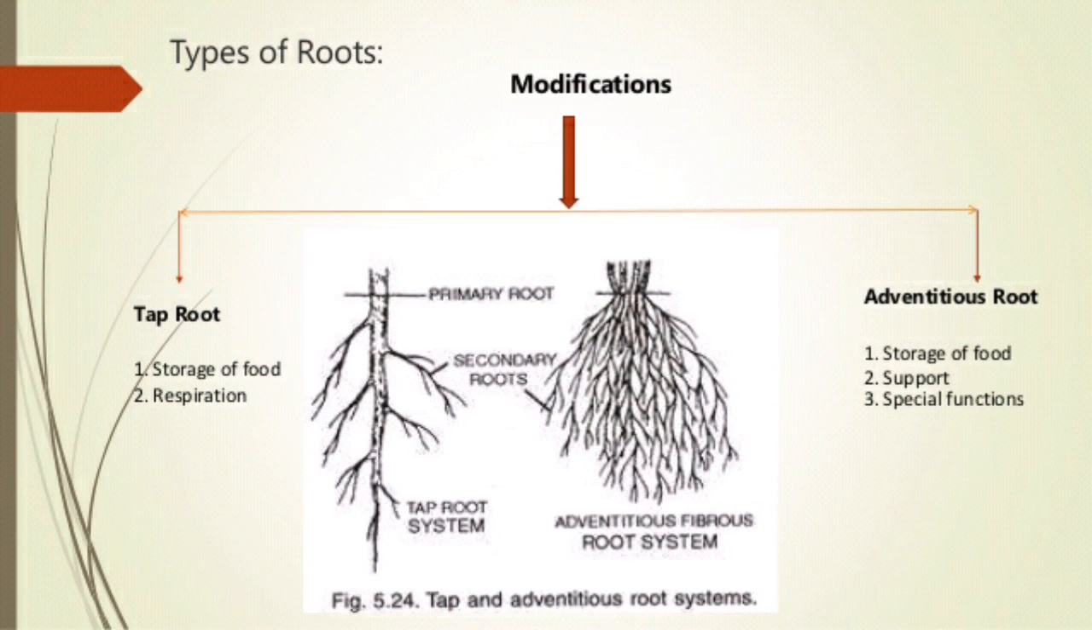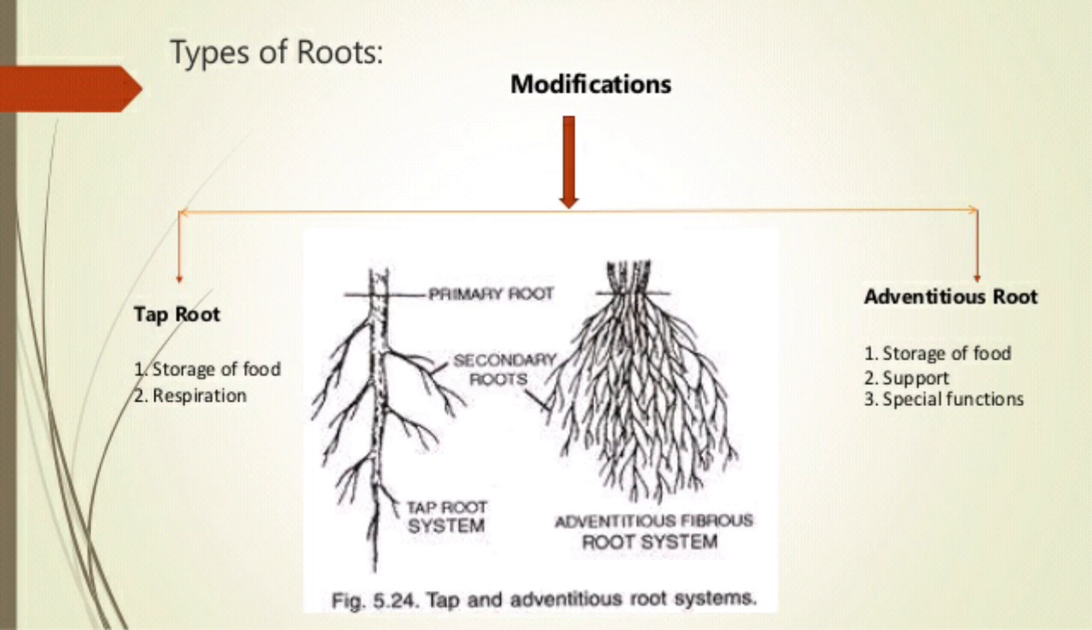Now see the types of root modifications. There are 2 types of roots, taproot and adventitious root. Taproot develops directly from the radicle, and adventitious root develops other than the radicle, from any part of the plant. The functions of taproot are storage of food and respiration. Adventitious root: storage of food, support and special function.